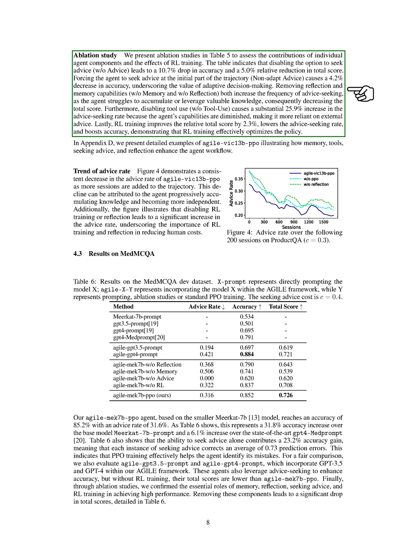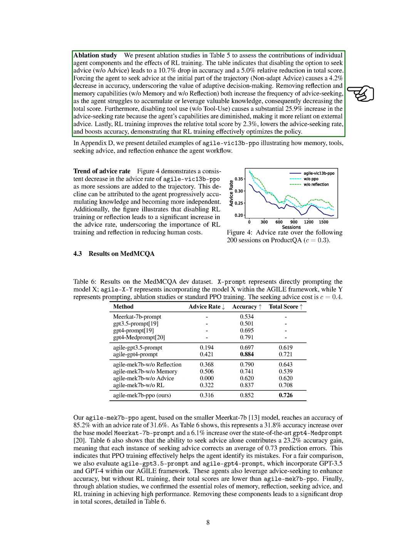Furthermore, we conduct ablation studies to evaluate the contributions of individual agent components and the effects of RL training. Disabling the option to seek advice results in a 10.7% accuracy drop and a 5.0% relative reduction in total score. Forcing the agent to seek advice at the beginning of the trajectory causes a 4.2% accuracy decrease, highlighting the importance of adaptive decision-making. Removing memory and reflection capabilities increases the advice-seeking frequency, leading to decreased total score.